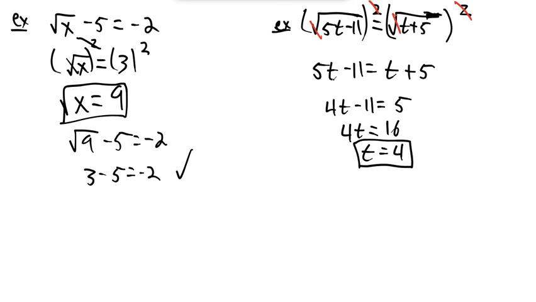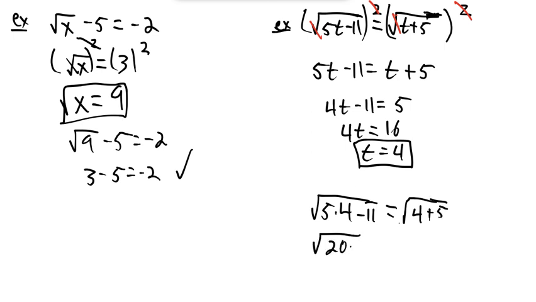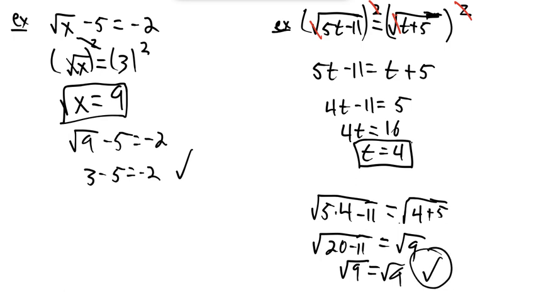So now we have to put this back into our original equation, make sure it works. It's the square root of 5 times 4 minus 11 equal to the square root of 4 plus 5. So is the square root of 20 minus 11 equal to the square root of 9? Or is the square root of 9 equal to the square root of 9? Yes, we're all good. So now this is our answer.